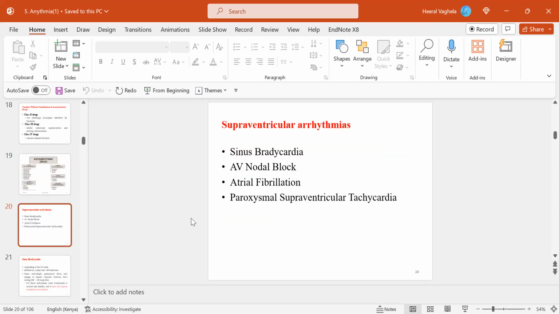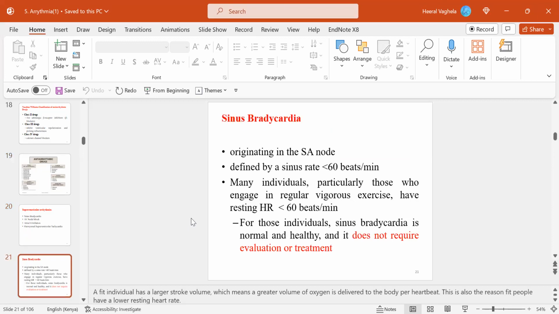So we'll start with the first one, which is supraventricular arrhythmias, where the arrhythmia is above the ventricles, and the first one is sinus bradycardia. So in this one, it's bradycardia. That means that the initiation of the SA node is slower than usual, and it's mostly lower than 60 beats per minute.